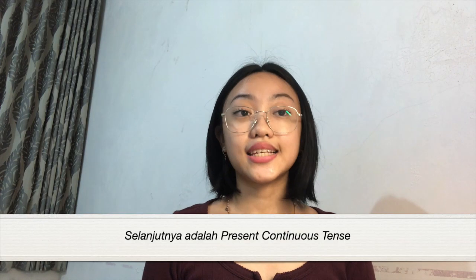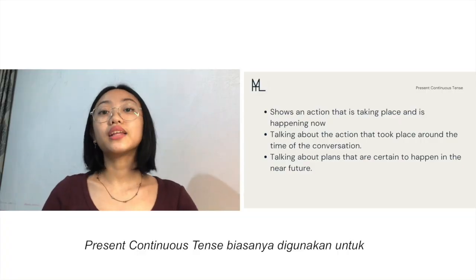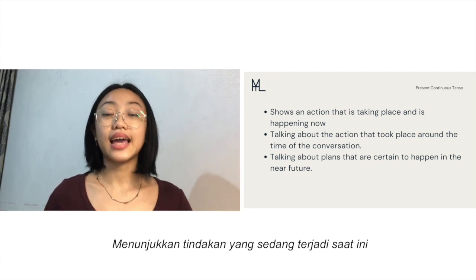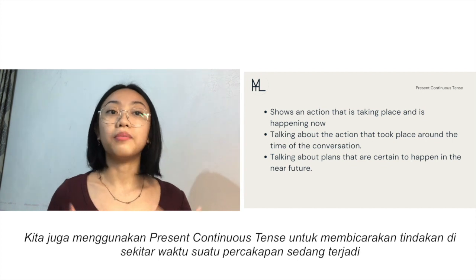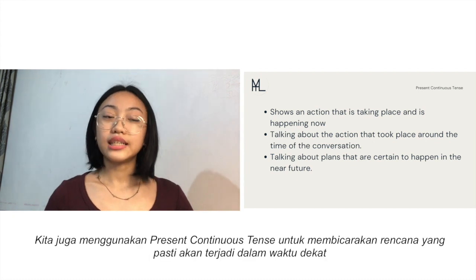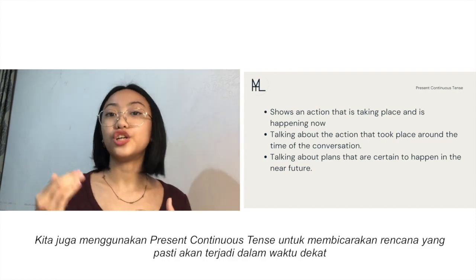The next one is present continuous tense. Present continuous tense is commonly used to show an action that is taking place and is happening right now. We also use it to talk about actions that took place around the time of the conversation. We also use it to talk about plans that are certain to happen in the near future.